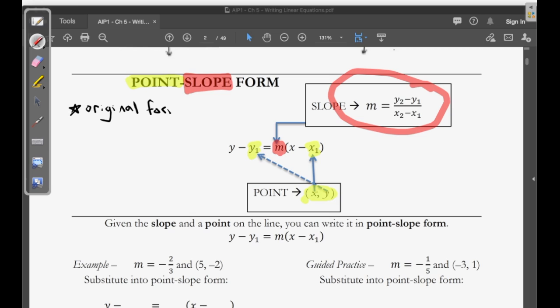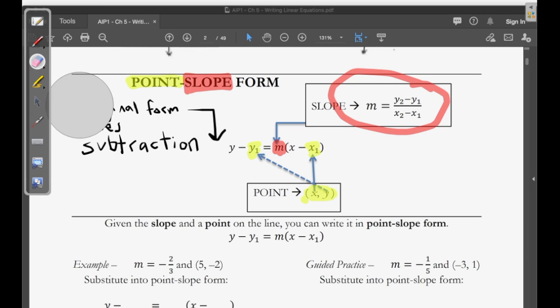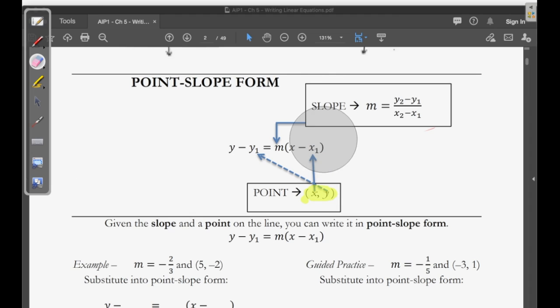But another note I want you to make is that the original format of this equation uses subtraction. If you notice, it's y - y1 = m(x - x1). It's going to be super important for when we get a coordinate point that has a negative sign or a coordinate point that has a positive sign. So you're going to see why.